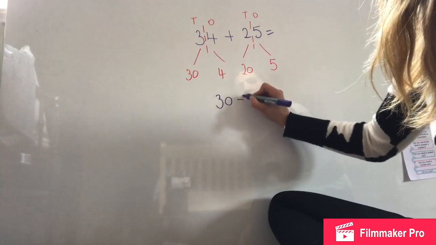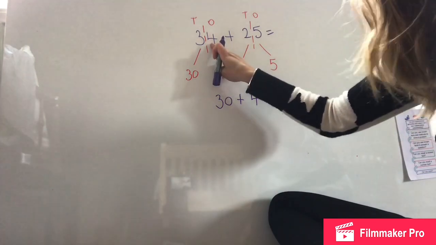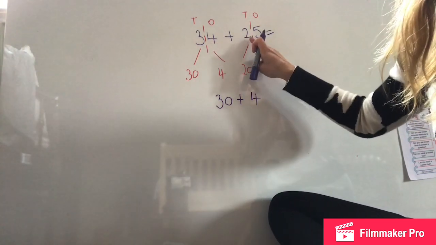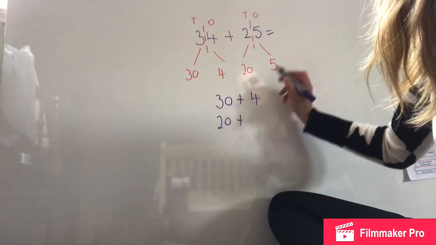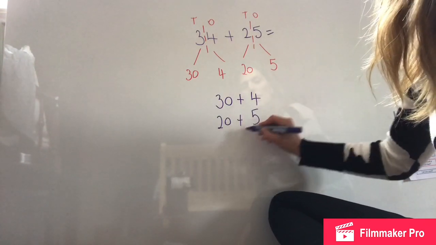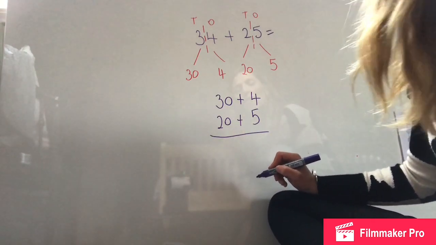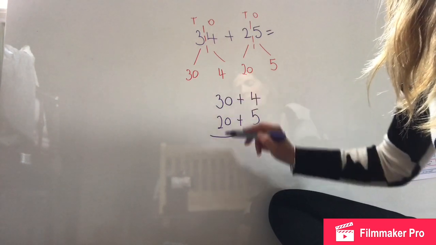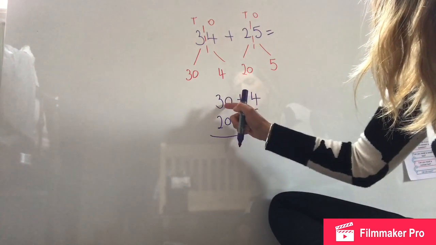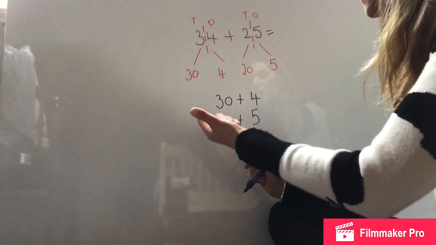30 add 4. So I've dealt with the number 34. I'm going to use 25. So I've got 20 add 5. I'm going to draw a line underneath. Make sure you're using a ruler. Then I'm going to add the numbers up. So I've got 20 and 30 to add together here. So I'm going to put the biggest number in my head, 30, and count on 20. 40, 50.